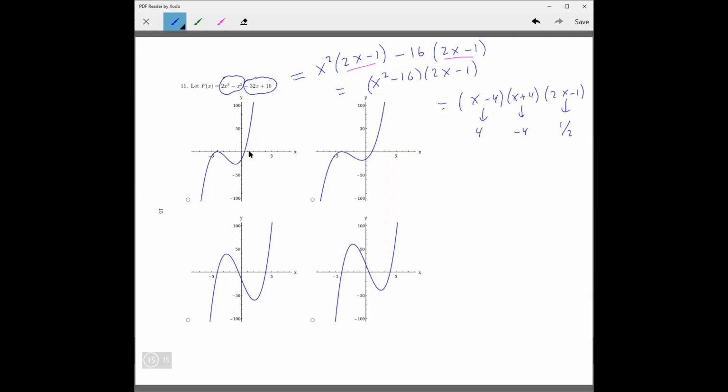Okay, so here's -4. There's 1/2, but there's no 4, so it can't be that one. There's no 4 here either, so it can't be that one. This one has 4, 1/2, and -4, so that could be this one. And this one also has those 3 points as zeros. So wait, no, I take that back. Missing that one, so that's out. It's only this one that can be. And then the leading term, 2x cubed, goes up to the right, down to the left, so that's fine.